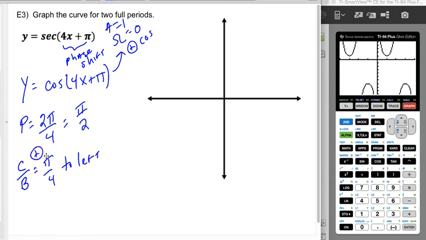Because it's a positive pi over 4. So if we go ahead and put the period on here, there's a period at negative pi over 2. The full period is at pi over 2. Cut it in half, well, that's going to be a pi over 4. And then cut the halves in half.